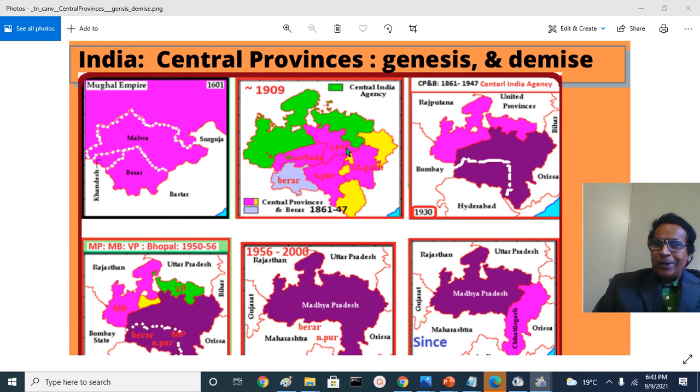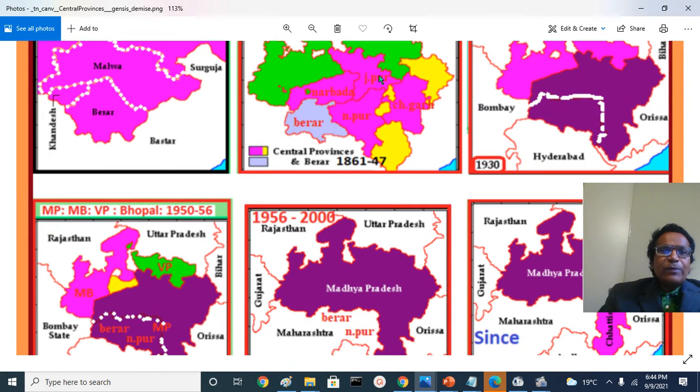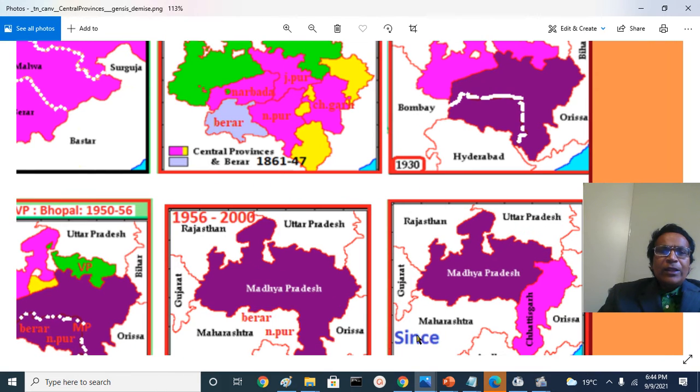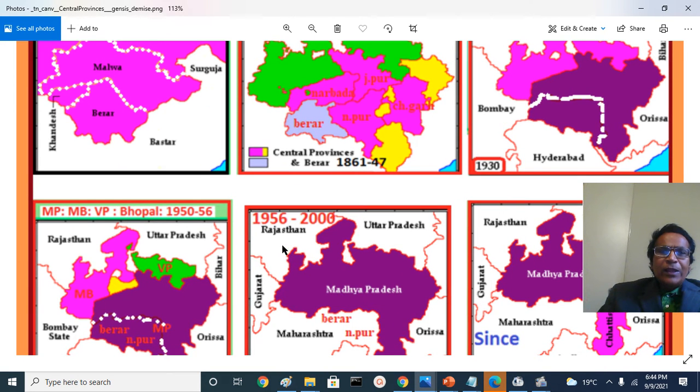Gwalior Agency or Indore Agency, Bundelkhand Agency and so on, Central India Agency here, and Bhopal state and Madhya Bharat, that is different from Madhya Pradesh. This is Madhya Pradesh, this is Vindhya Pradesh, and Madhya Pradesh from 1956 to 2000, and Madhya Pradesh after 2000, Madhya Pradesh from partition to 1956.